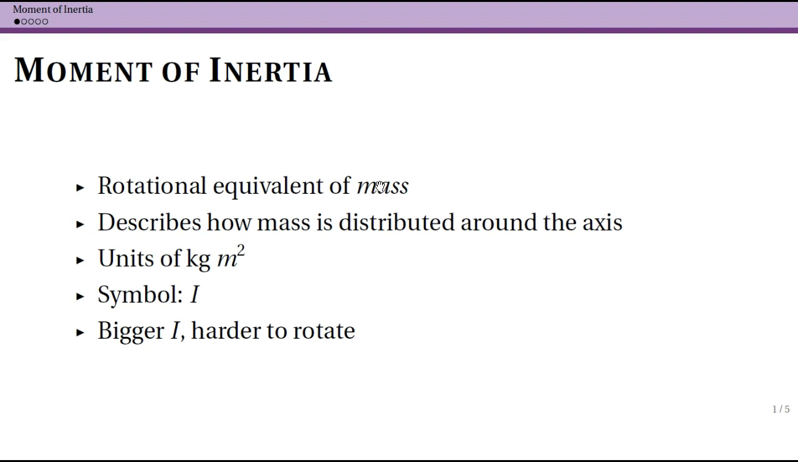Again, one way to think about rotation is that we're taking our linear variables, our linear equations, and we're finding equivalents in rotation. And so moment of inertia is actually the equivalent of mass. This moment of inertia is describing how mass is distributed around an axis. And it does depend on what your axis is. Frequently we talk about center of mass as being the axis, but it's not always the case. So it's how the mass is distributed for our size, for our shape. So not just how much mass is there, but where is the mass.